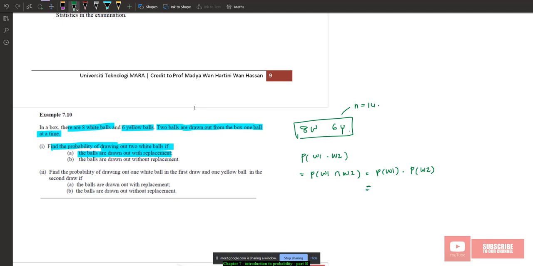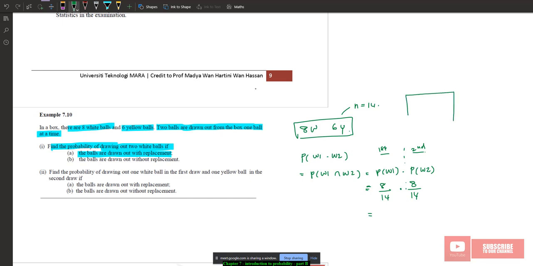So this one, the number of white balls is equal to 8, right? If this is the first draw and this is the second draw, in the first draw we have 8 white balls divided by how many balls are in the box? 14, right? Multiplied by, at this time, we replace the first white ball we have already taken, so the number of white balls in the box should still be 8. So divide by 14. So I hope you understand.